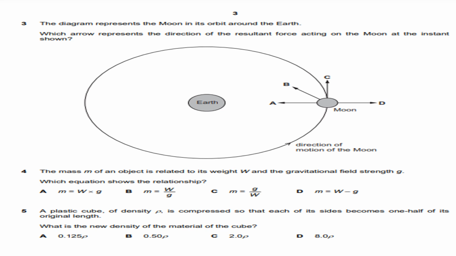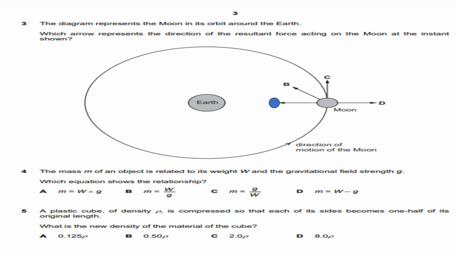The diagram represents the moon in orbit around the earth. Which arrow represents the direction of the resultant force acting on the moon at the instant shown? So earth and moon. Here 3 dimension, 4 points A, B, C and D. Here only centrifugal force is applied on the earth. So A answer is correct.